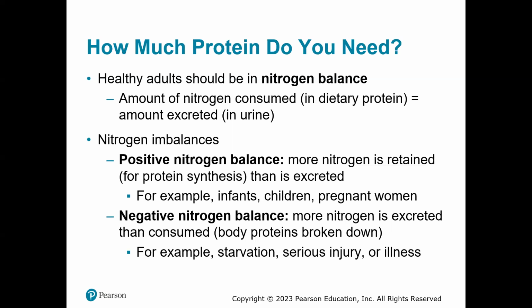Negative nitrogen balance is where you're not bringing in enough protein or enough nitrogen, so you're excreting more than you're consuming. And what that does is it causes your body proteins to break down to balance all of that out. So examples of when someone might be in negative nitrogen balance are if they're very severely ill, or they have a very severe injury, or they're starving, which we want to correct as soon as we possibly can to help them heal and recover from their injury or illness.